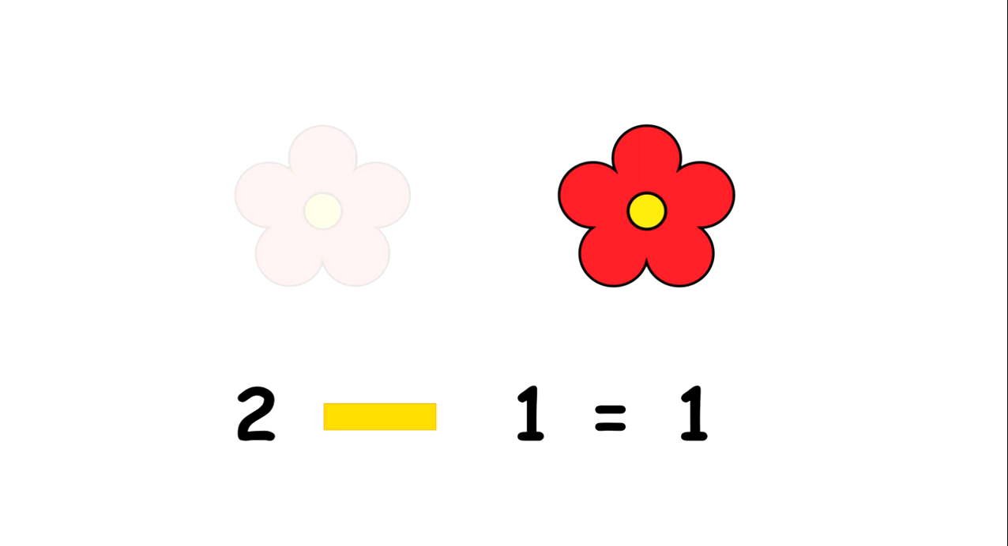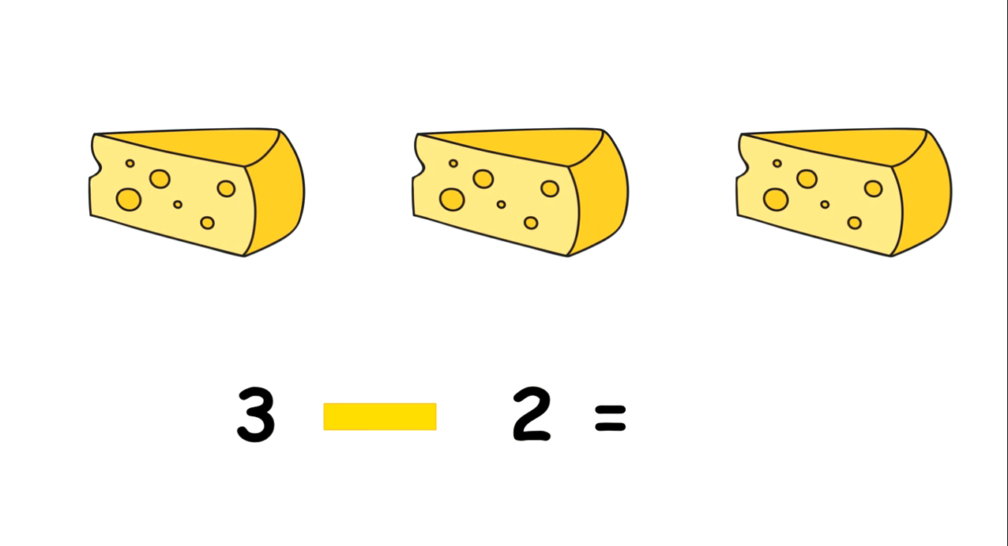Nice. Let's look at our next problem. We have 3 pieces of cheese here. 1, 2, 3. Let's read our subtraction problem together. So 3 subtract. We can say subtract as well. We can also say take away. So 3 subtract 2 equals what? So how many are we going to be subtracting? Subtracting means the same as taking away. So we're going to be subtracting 2.